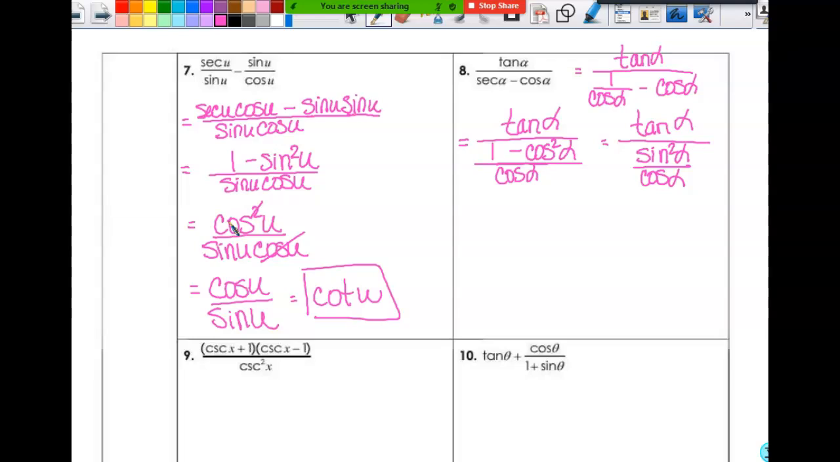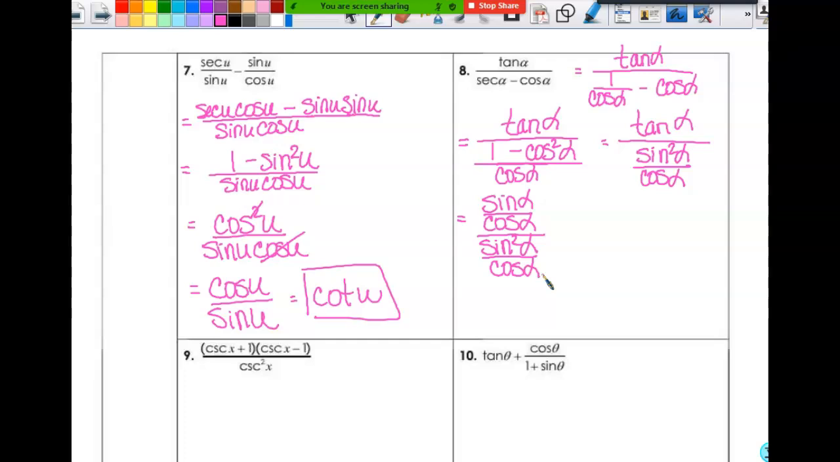So since I at least know it's kind of tangenty, instead of trying to make this into tangent, I'm going to make this into sine over cosine. So now I'm going to work with my numerator and make it sine alpha over cosine alpha. And then the denominator is still sine squared over cosine, which makes it look even worse. But honestly, if you're going to have a fraction and a fraction, y'all are going to make fewer mistakes if the numerator and the denominator are both fractions, because it just seems to make more sense.